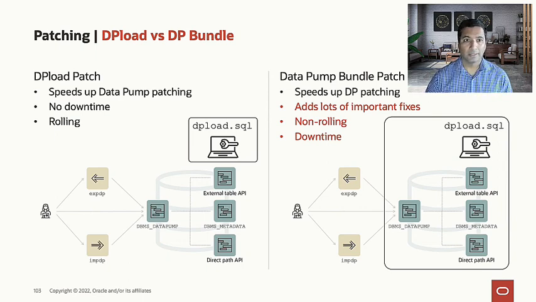On the other hand, data pump bundle patch is a set of functional fixes, which improves the running of the data pump job itself. Now, it does have a lot of important fixes, and it does mean that this is not rack rolling because it has functional fixes. In some cases, it may need downtime, which means that you cannot apply it while the data pump job itself is running. So as long as the data pump job is not running and it's not in use, this is non-binary online patchable.